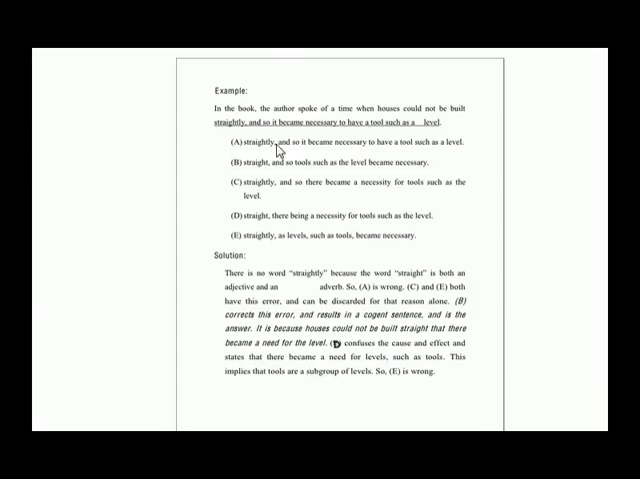Moving on to our example of adverb. In the book, the author spoke of a time when houses could not be built straightly, and so it became necessary to have a tool such as a level. So essentially you need to understand what this sentence is saying. Saying essentially that at some time in the past you could not build straight houses, and so you needed to use a tool, a leveling tool, which told you whether the house wall was straight or not.